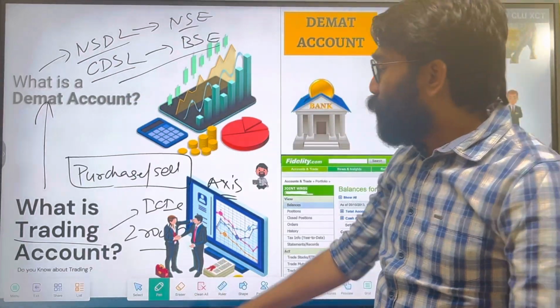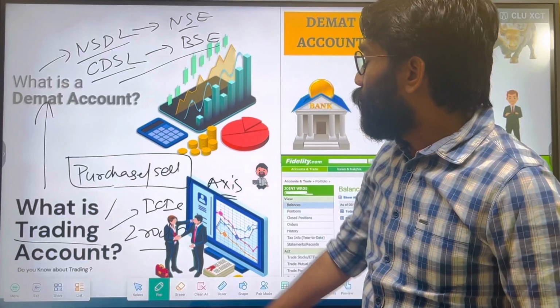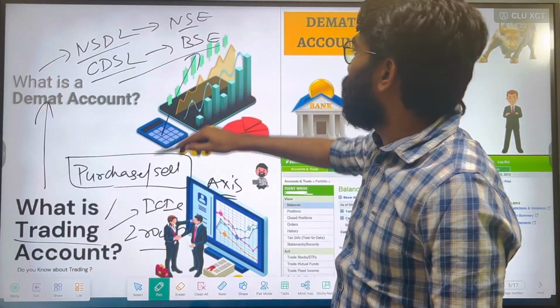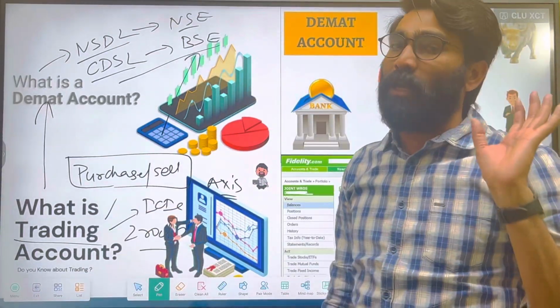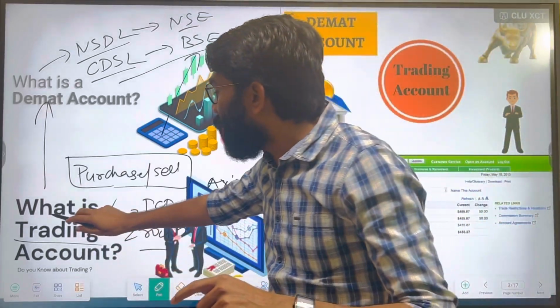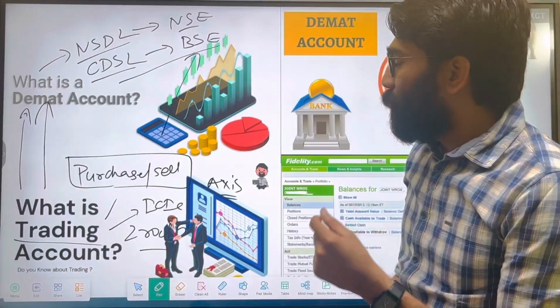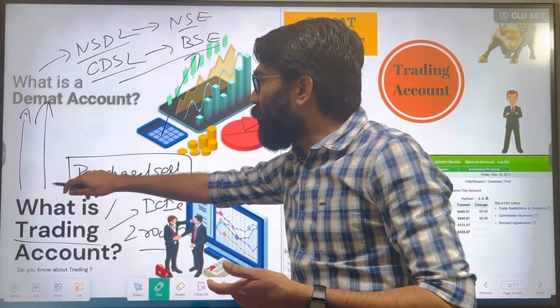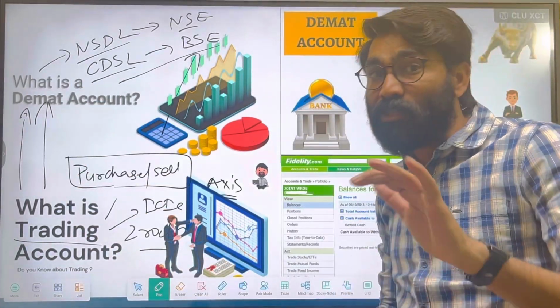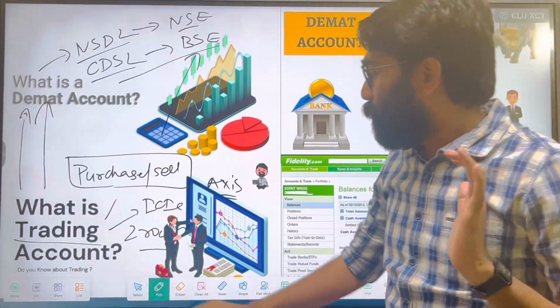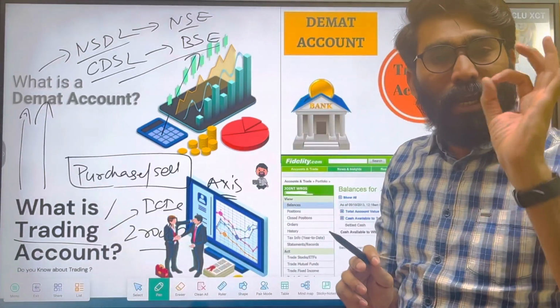But the important thing is you require a Demat account to trade the securities from the BSE or NSE market, as simple as that. Here the mapping would be that your trading account is mapped to the Demat account. Once you execute the trades, that security is automatically transferred to your Demat account. But trading should be done through the trading account only.